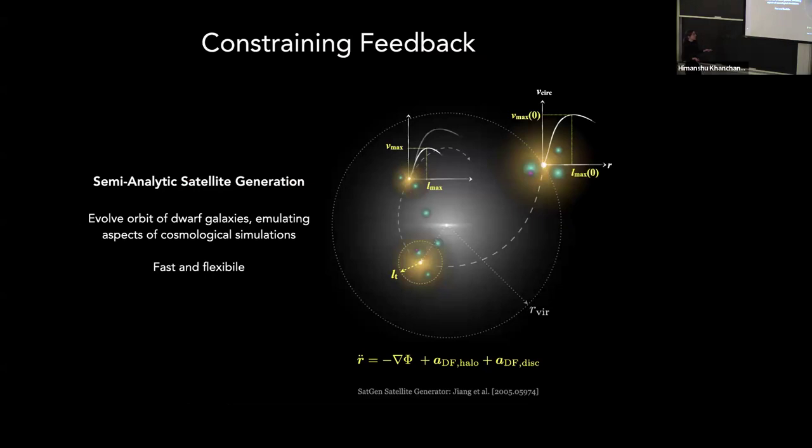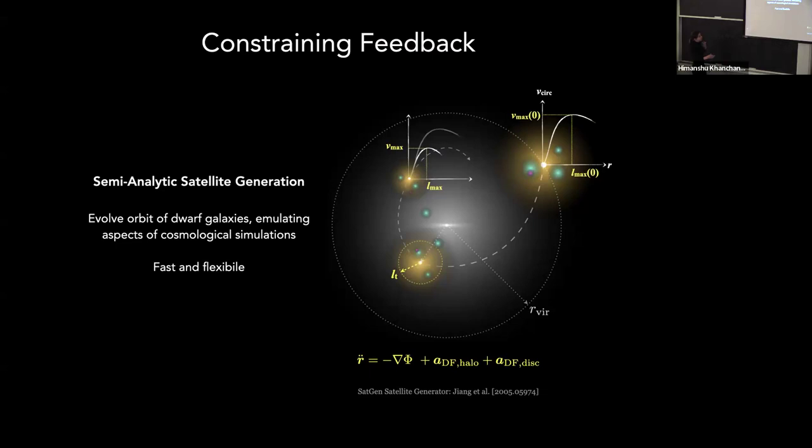But there are additional tools being developed to help in this process of really trying to get at these feedback prescriptions. One tool that's particularly useful is semi-analytic modeling. In semi-analytic modeling, you essentially take, let's say, a Milky Way, and you initialize some dwarf galaxy, and then you evolve that dwarf galaxy, essentially just doing orbit integration.